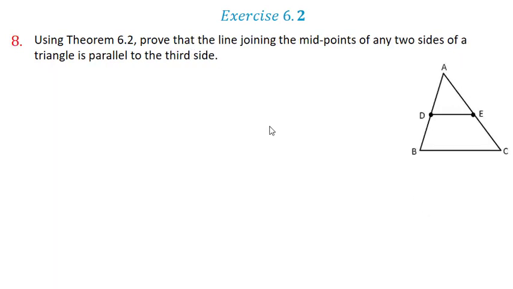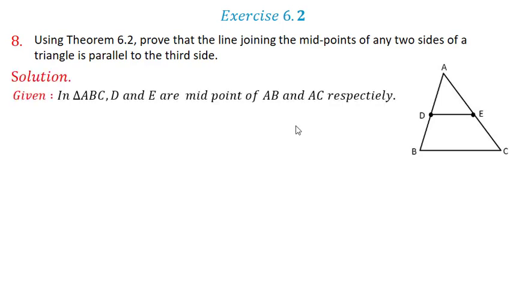Now 8th question, using the theorem 6.2, that is converse of BPT, we have to prove that the line joining the midpoint of any two sides of triangle is parallel to third side. So in the given figure, it is given that D and E are the midpoints of side AB and AC respectively, and we have to prove that DE is parallel to BC.